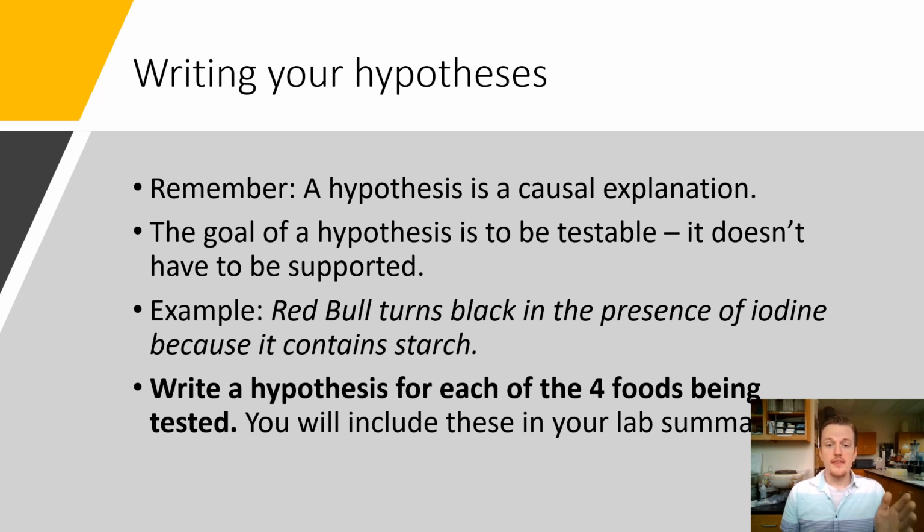And so this you can prove wrong. I mean, if Red Bull does not turn black, then your hypothesis is not supported and you can reject it. And so that's kind of what you want when you design these hypotheses, is you want to be able to prove it wrong if it's not true. So write a hypothesis for each of the 4 foods being tested and then include these in your lab summary.